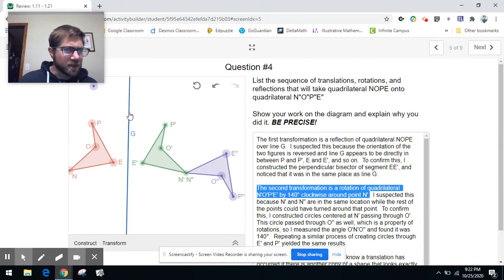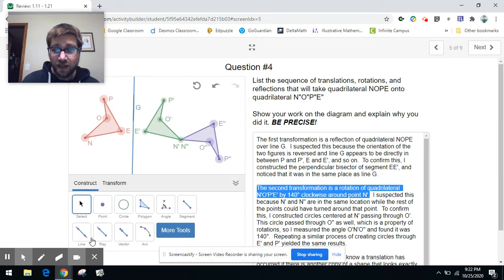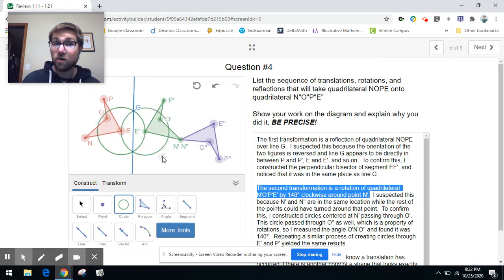The reason that I'm sure that line G is important is because I see that E and E prime are the same, well, at least they look like the same distance away, and P and P prime, again, they look like they're the same. It looks like it's the same figure just flipped across the line. So to verify this, I will construct the perpendicular bisector from E to E prime and from E prime back to E. Oh, lo and behold, line G passes through those two circles' intersections, meaning this is the perpendicular bisector. So G is the line of reflection.